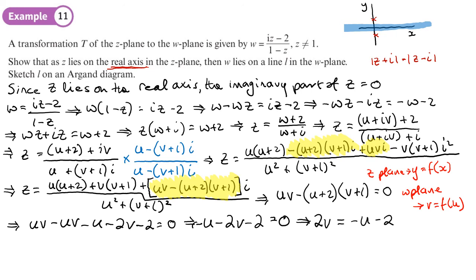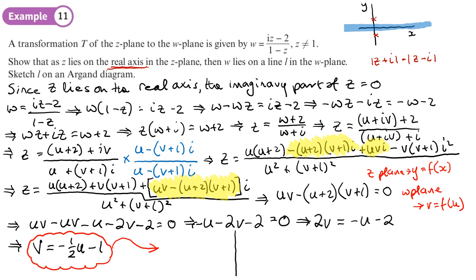Then divide both sides by 2 and I'll get v, so that's a bit like y, equals minus a half u minus 1. So this is our Cartesian equation in the W plane. So I can finish this off now by drawing an Argand diagram as required. This shouldn't be too difficult because it's just a straight line.